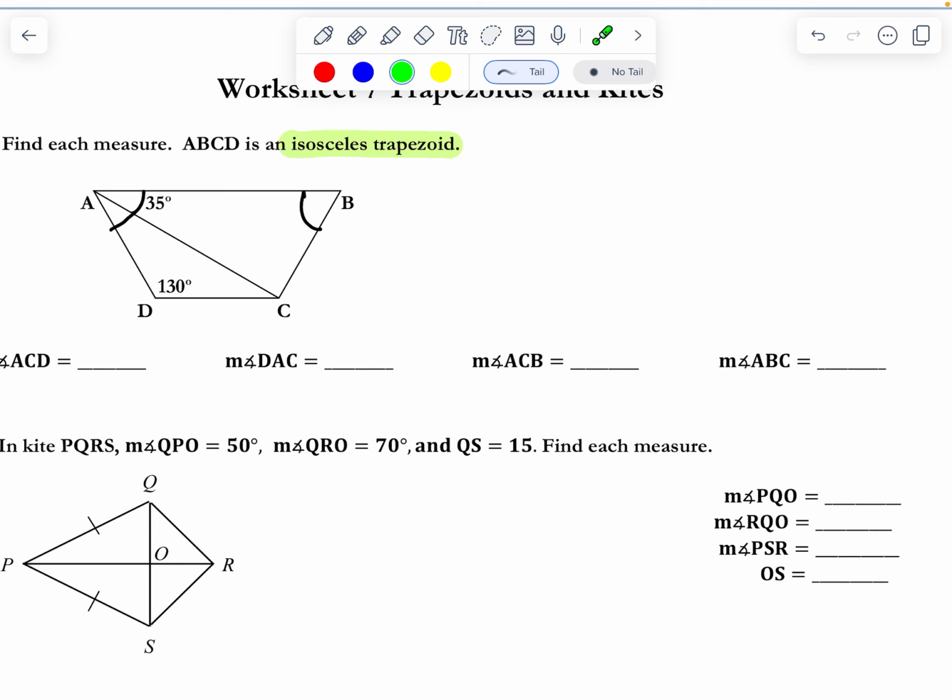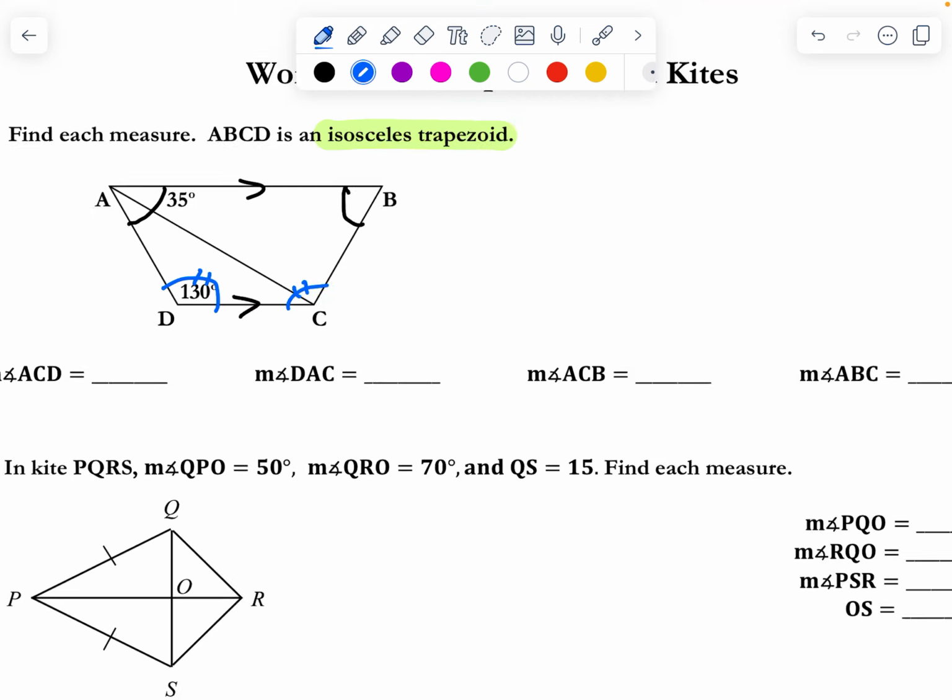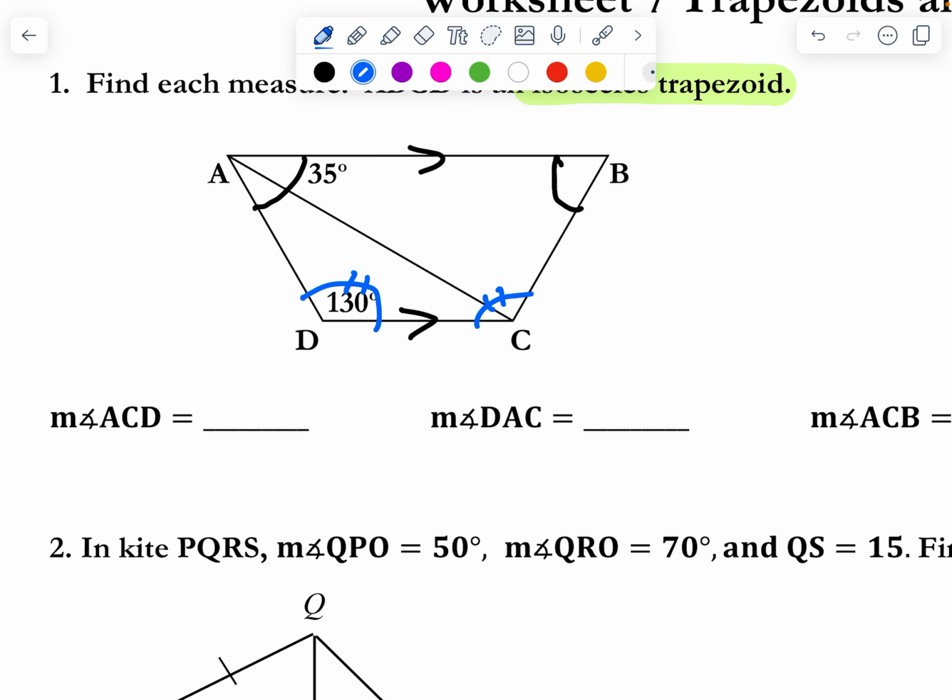So let's do this. With an isosceles trapezoid, we do know that this angle is congruent to this angle. This side is parallel to this side. And we know one other thing, that this angle is congruent to this angle here. And I'm going to do this, boom, boom, boom, boom, just so that we don't have too much on there. Okay. All right. Now, knowing that, let's take a look.